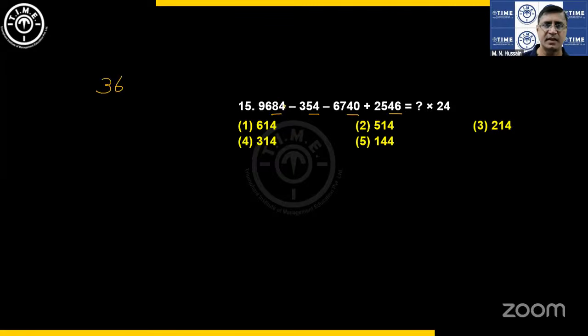What is the next? Just look at 96 minus 67. 96 minus 66 is 30, but here 67, so it is 29. So positive 29. 29 minus 3, that is 26. 26 plus 25, that is 51, is equal to question mark into 24.